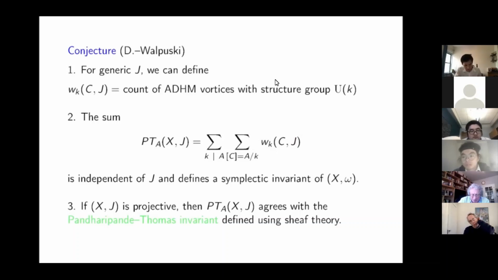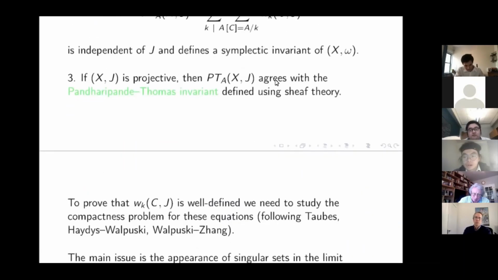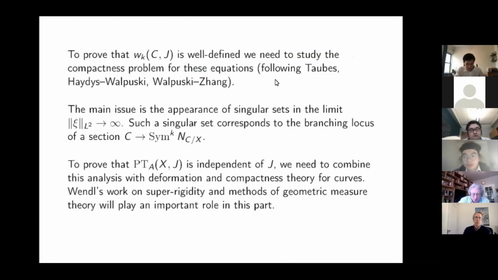And there's a third part of the conjecture, that this recovers the Pandharipande-Thomas invariants in algebraic geometry, which I didn't talk about, but these are defined using sheaf theory. So this is the proposal. And I have some comments.